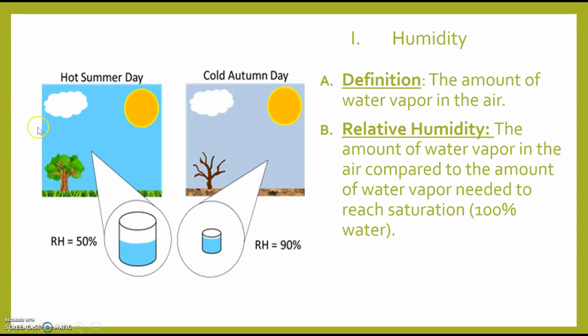So on a hot summer day, when it's warmer, you have a lot of evaporation occurring. So your relative humidity is going to be less because the air is constantly being evaporated. On a cold autumn day, your relative humidity might be a little bit higher because you don't have as much evaporation occurring.